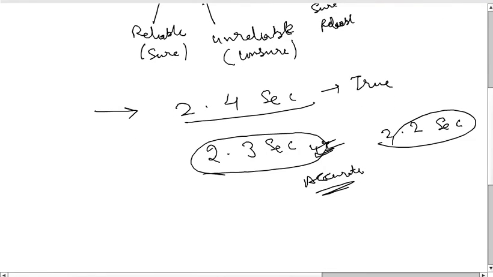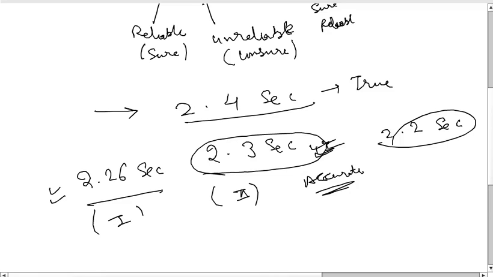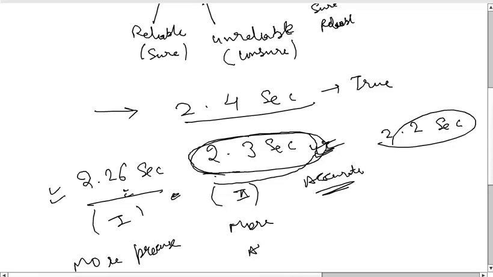Now, one student measures this value as 2.26 seconds. This is student 1, this is student 2. One student measures 2.26 seconds, the other student measures 2.3 seconds. Then we will say this quantity is more precise because it is giving more information, that is, its least count is even less. But the quantity which the second student measured is more accurate, because it is closer to the true value as compared to student 1. So this is more precise and this is more accurate. Is it understood?